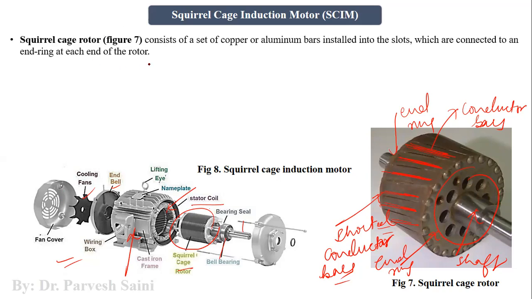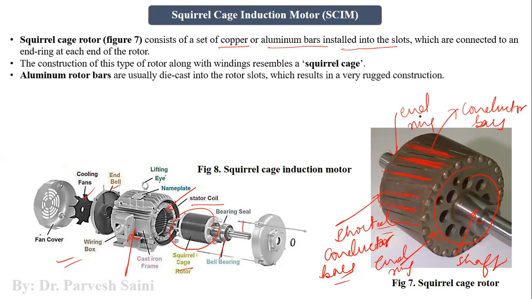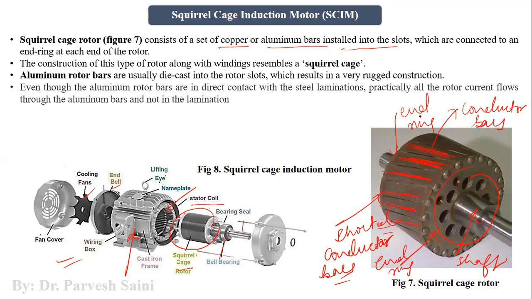So, a squirrel cage rotor consists of copper or aluminum bars installed onto the slots. So, we have these slots here. On these slots, we install or put the conductor bars of copper or aluminum or any ferromagnetic material also, right? But generally, the copper or aluminum bars are preferred. So this resembles a squirrel cage, and that is why it is called a squirrel cage.